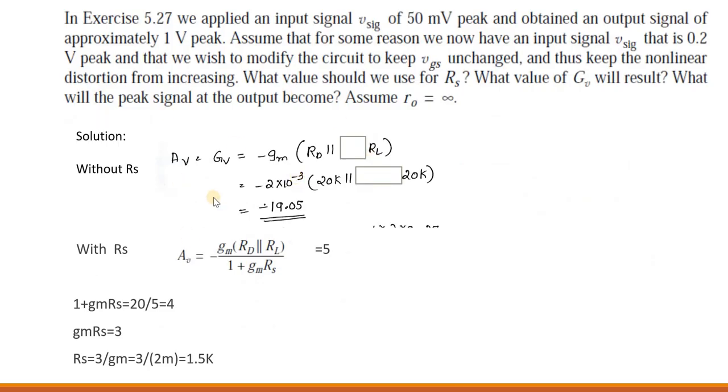So this completes the common source amplifier with the source resistance. So what happens? Your voltage gain reduces by the factor 1 plus GM into RS.